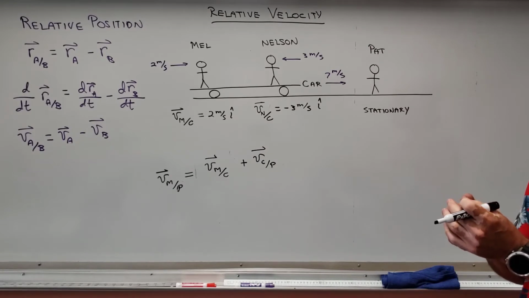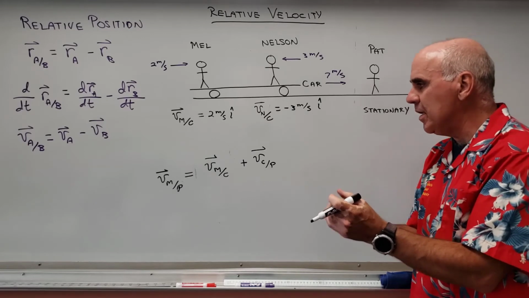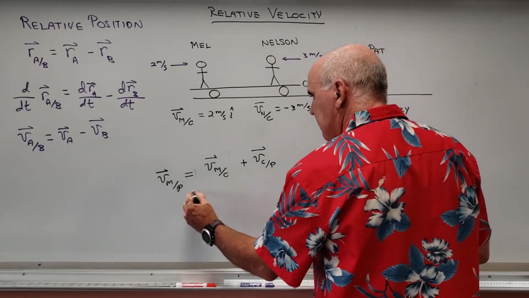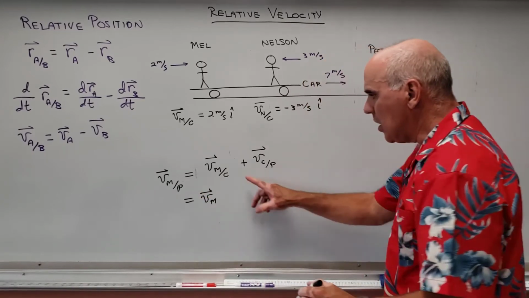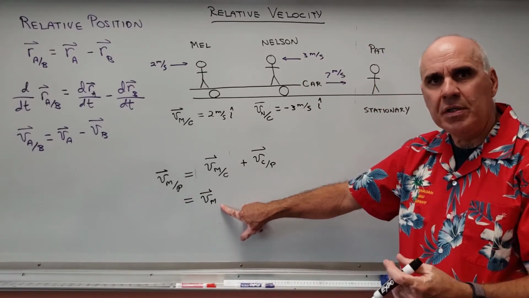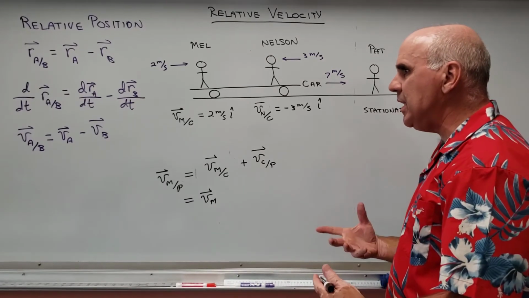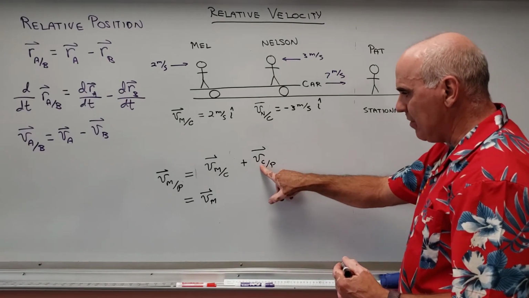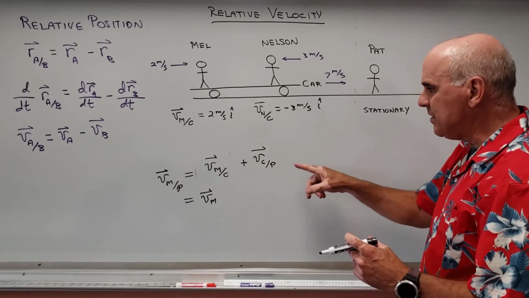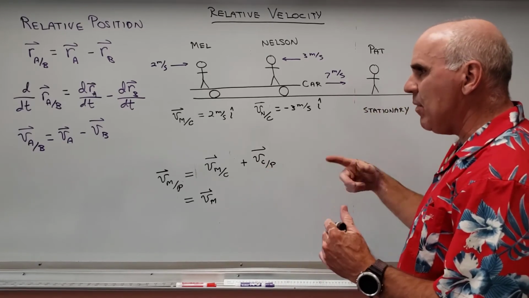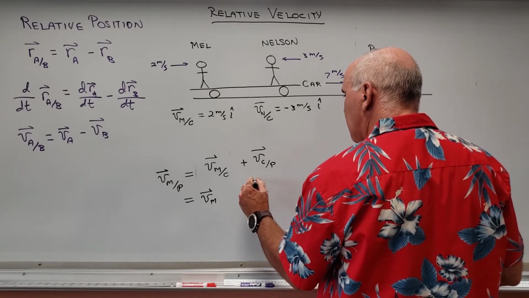But if I want to say, hey, let's make the cart the origin, how am I going to do this? Well, I might write it this way. The origin is the car, so let me just write Vm like a book would. Vm is the velocity of Mel with respect to that origin. Then I need, this is the origin right here, so how am I going to do this? When I switch the P and the C, the velocity of the cart with respect to Pat, I might want to write this as the velocity of Pat with respect to the car.